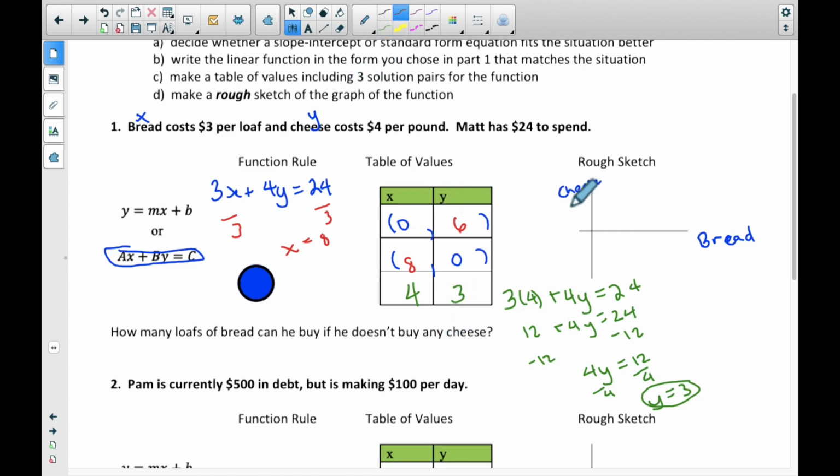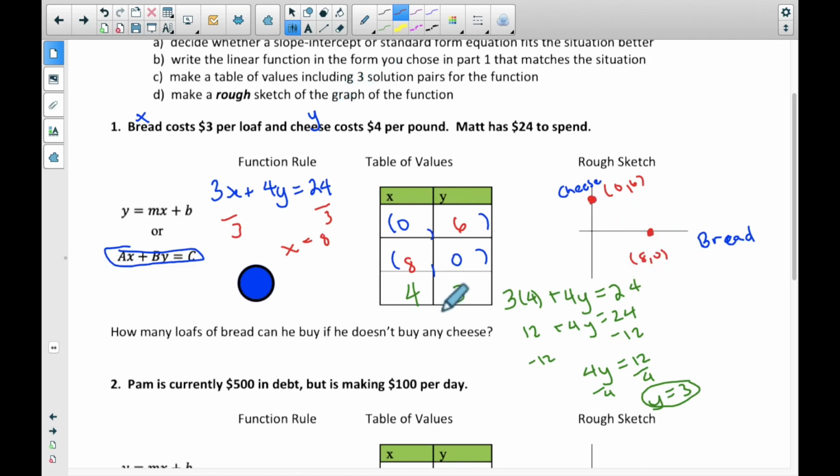Okay, now when we go to our graph, when we put our sketch on our graph, we need an intercept at 0, 6. I'll just put that up here. And then one at 8, 0. So maybe that goes over here. And now we can connect those lines.